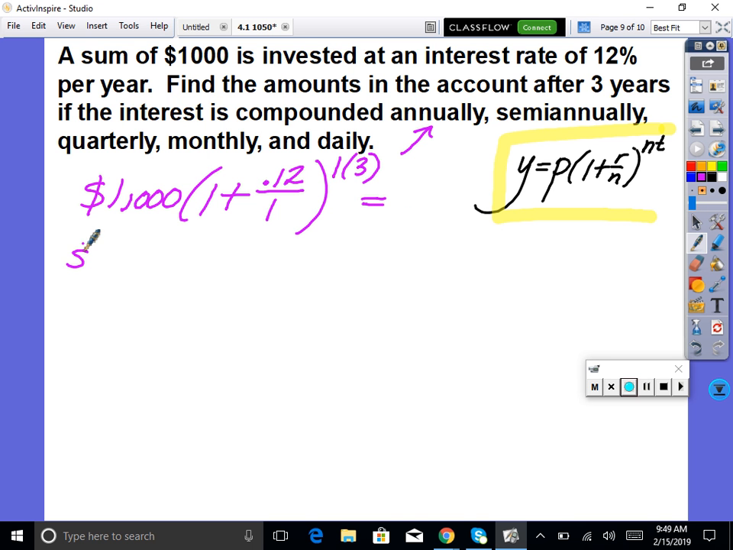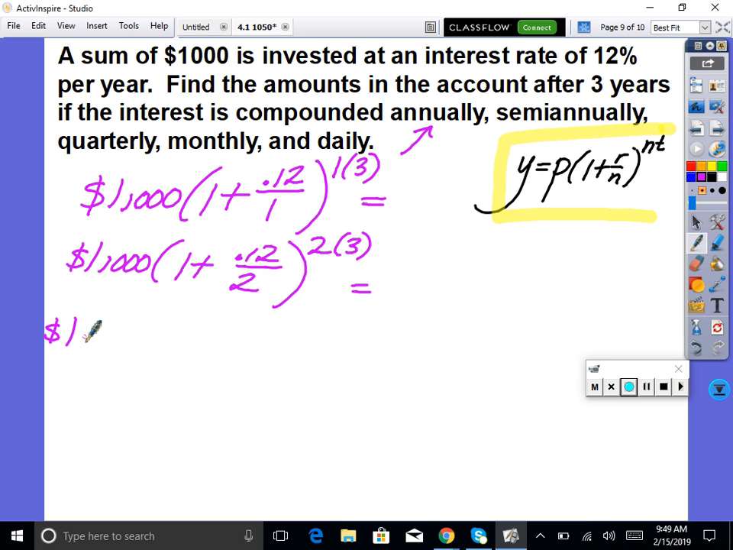Let's do semi-annually. So you'll have 1,000 times 1 plus 0.12, divided by 2, raised to the 2 times 3. Semi-annually means twice a year. You would calculate it. So let's do quarterly. How many times in a year would that be?